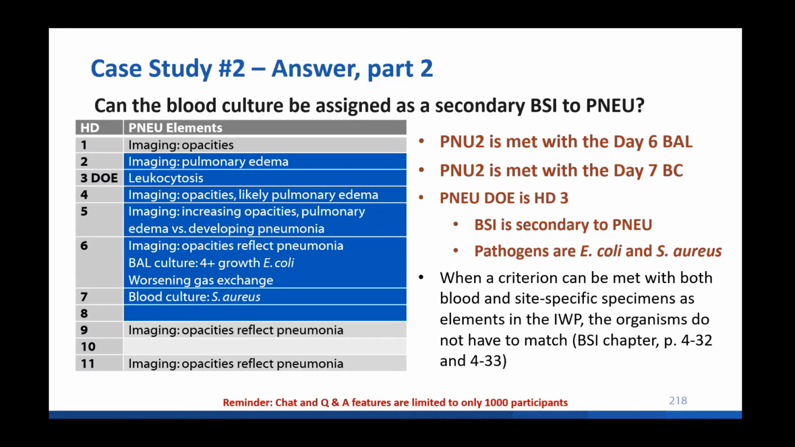So in this case, pneumonia 2 is met twice in the same infection window period, once with the bronchoalveolar lavage culture and once with the blood culture. So you would report a pneumonia 2 event with a secondary BSI, date of event, day 3, and both pathogens would be reported to the event.